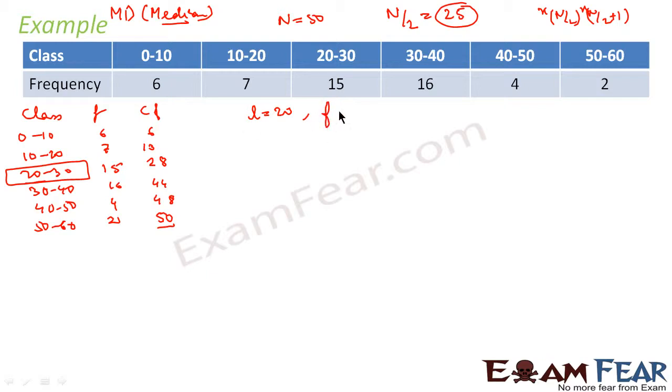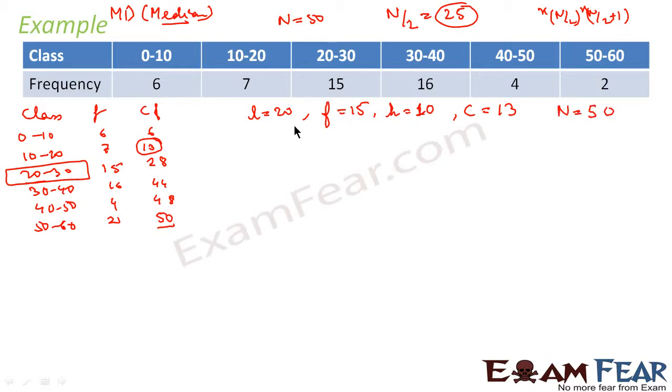Frequency of this class is 15, so F will be 15. The width of the class is 30 minus 20, that is 10, so H will be 10, correct? Also, the value of C is the cumulative frequency of the class above this. So C is equal to 30. Also we know that N is equal to 50.